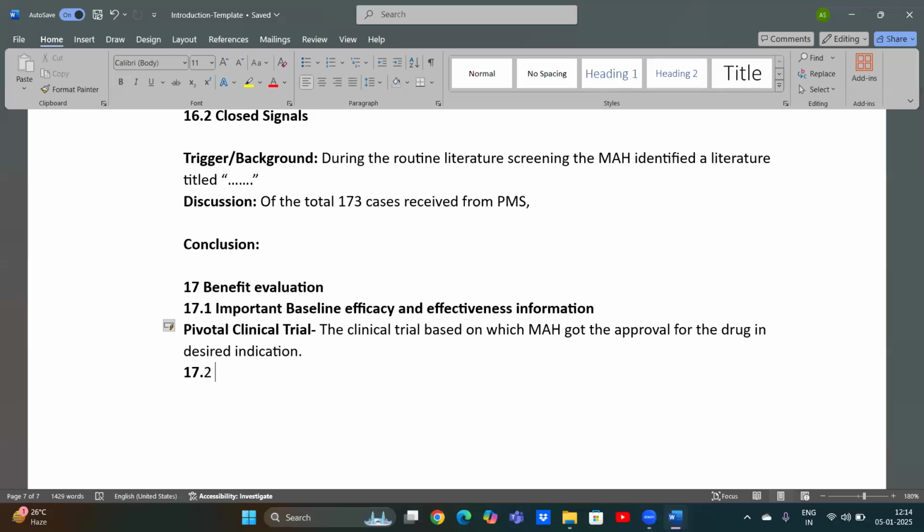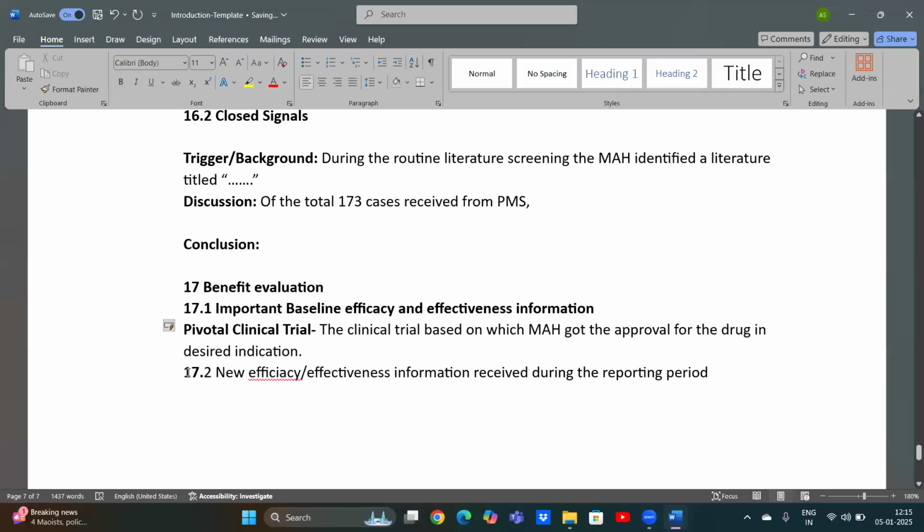What is this one? New efficacy. Sir, so 7.1 is from IBD to our reporting period, right? Yes, all this will be from 16.4 onwards. I told you that everything is cumulative. Are you clear what the baseline information is? Yes, sir.